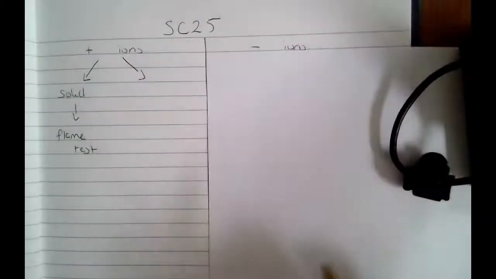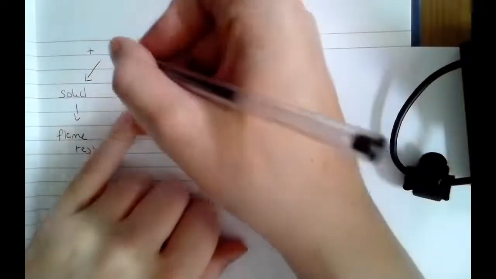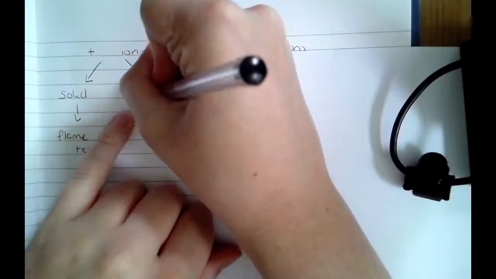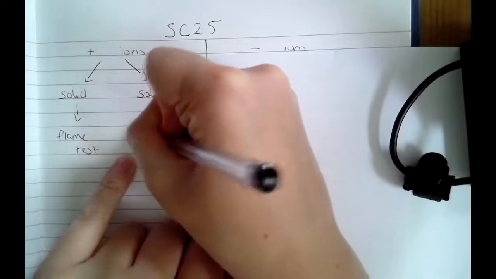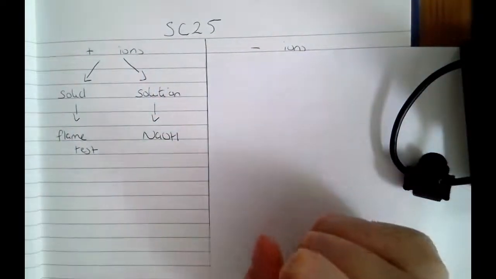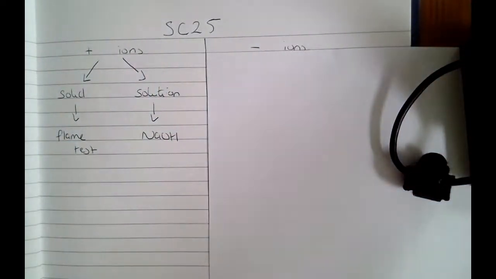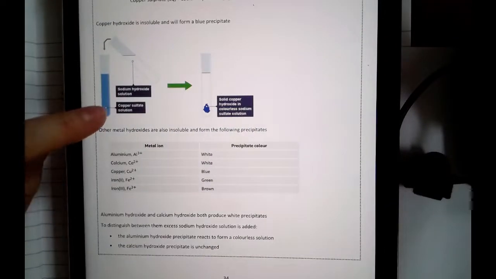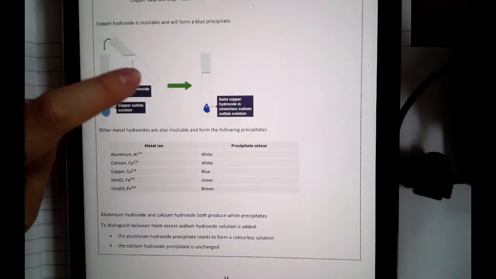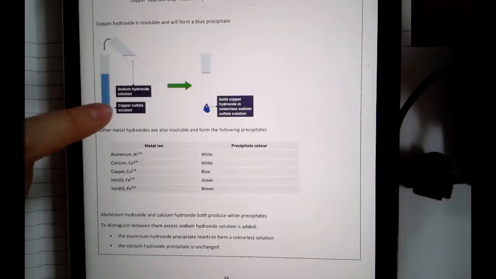The other thing you can do is if your sample is in solution, instead of as a solid, instead of doing a flame test, you're going to add sodium hydroxide solution. So I've got an example here. Let's say, for example, your unknown solution is copper sulfate. So it's in solution. That's why I'm not going to be doing a flame test. I add my sodium hydroxide, and what will happen is the copper hydroxide will form.